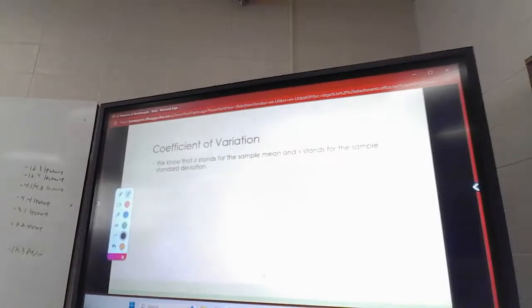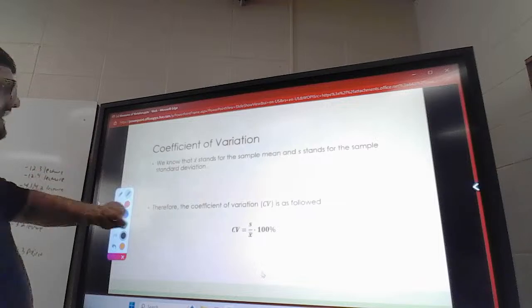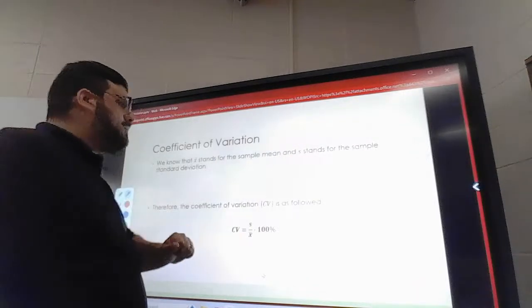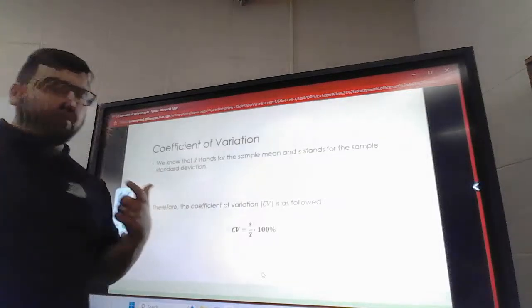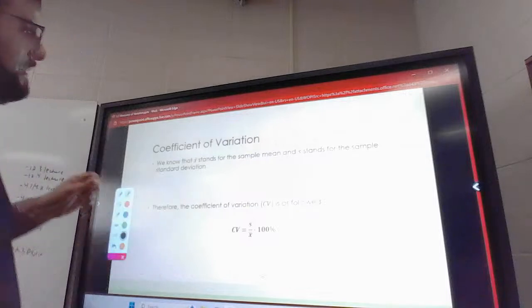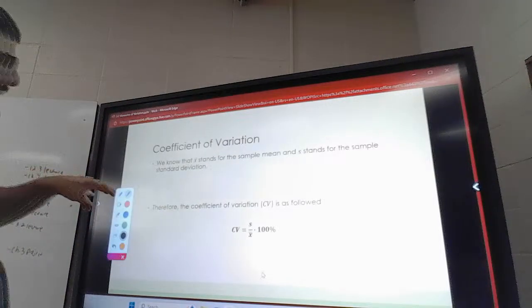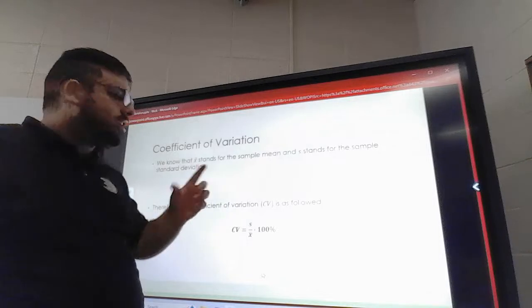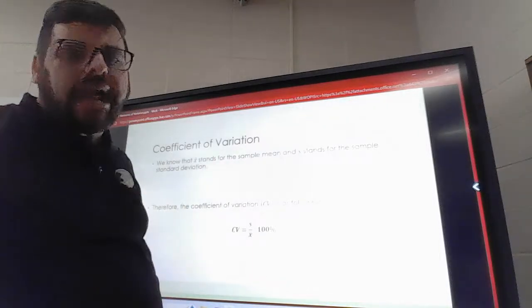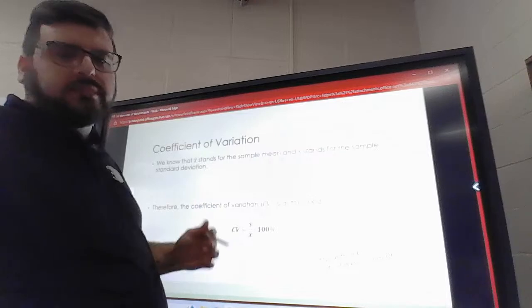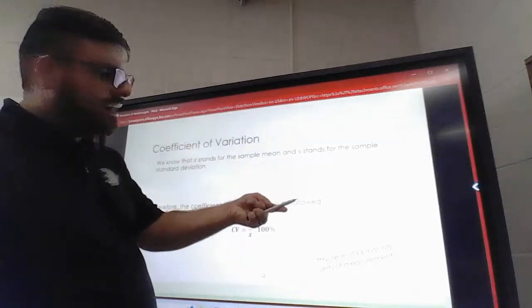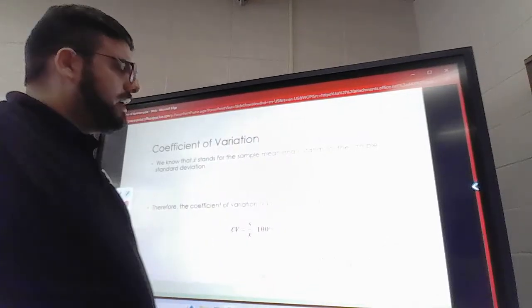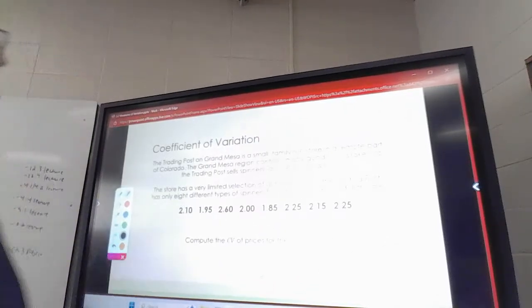To find the CV, we take our sample standard deviation and our sample mean, we divide it out, and we multiply it by 100%. So coefficient of variation is a percentage. We divide our standard dev by our mean. That's going to give us the decimal form of that percentage. You multiply that by 100 to get that actual percentage. And because CV has no units of measurement, sometimes it can be a better way to compare 2 different sets of data. Here's an example.